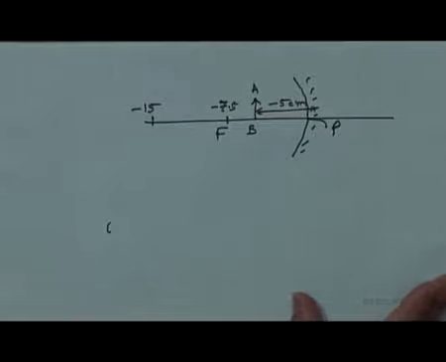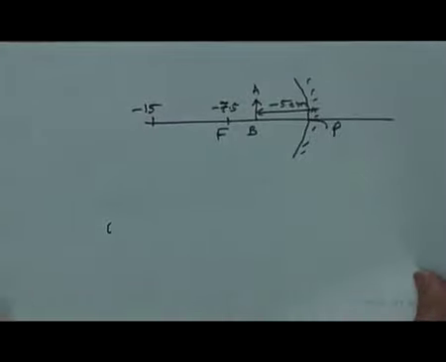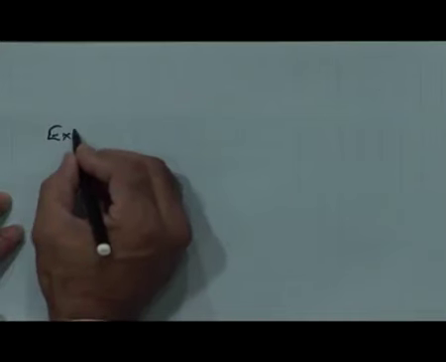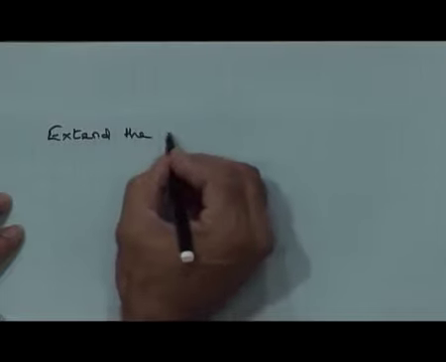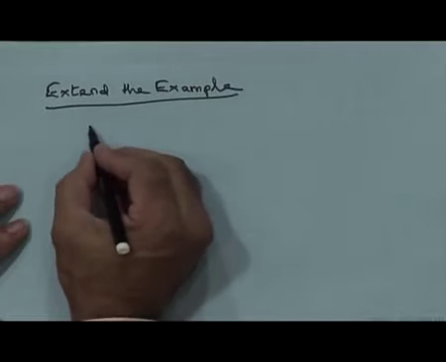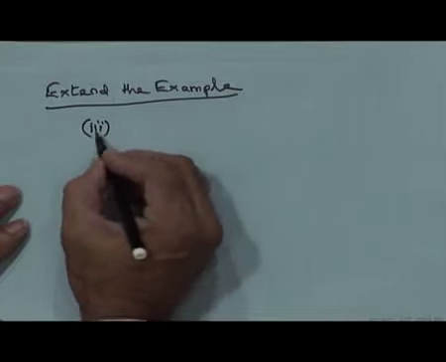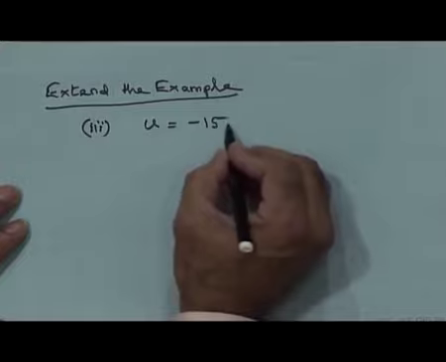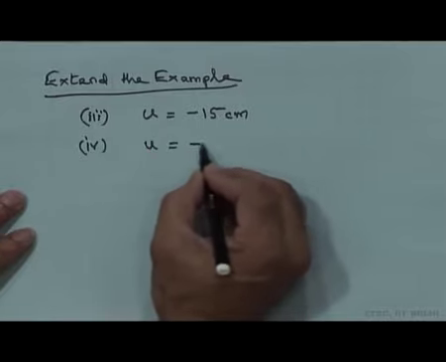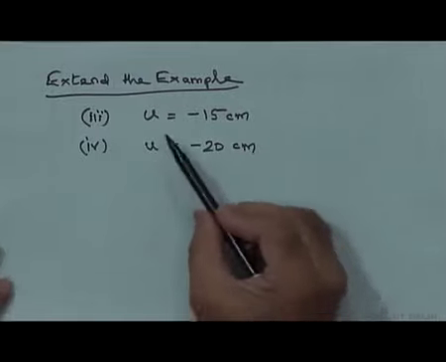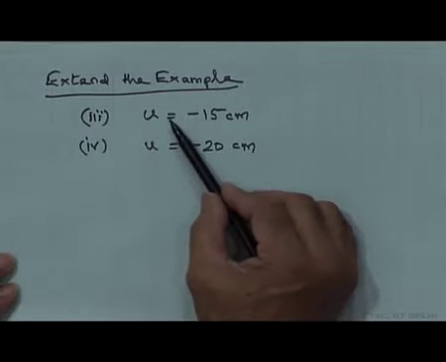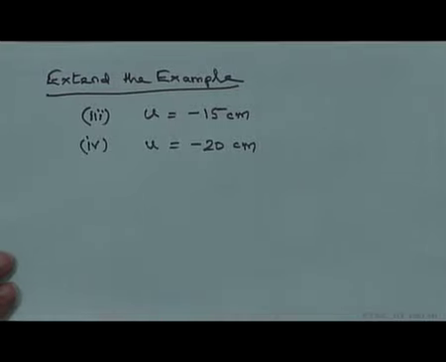Now let me extend this example. So this is the example which is there in the book. Now if I extend the example further, for 2 more distances, for 3, U is equal to minus 15 centimeters, and 4, for U is equal to minus 20 centimeters. We have seen for U is equal to minus 10 centimeters and U is equal to minus 5 centimeters. In one case, we had a magnified real image, and in the other case we had a magnified virtual image.